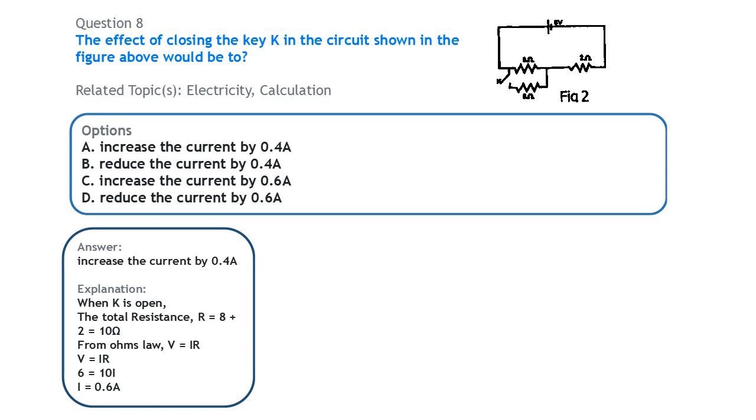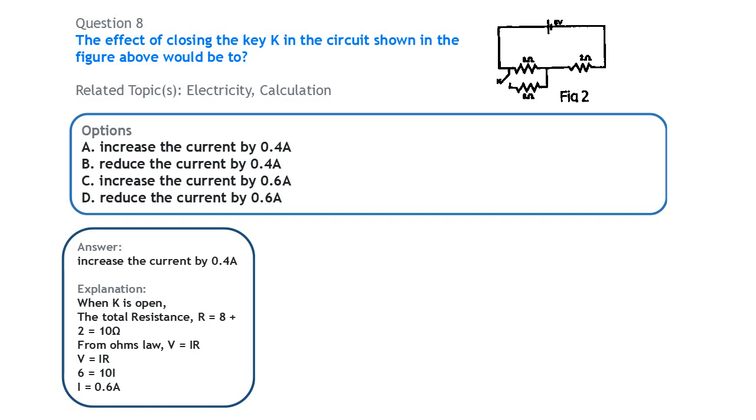resistances, they are connected in series. These two resistors, they are in series. So we have the 8 ohm resistor connected to the 2 ohm resistor in series, and the two of them are connected to a source here. The potential difference here is 6 volts, right? 6 volts. So what we want to find out is the current in this circuit when the key is open.